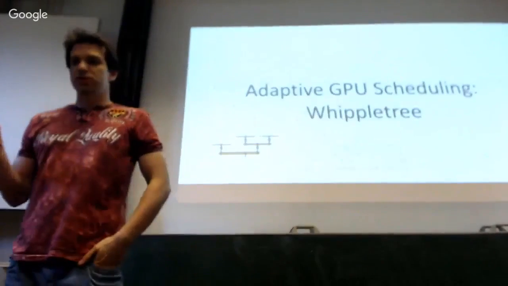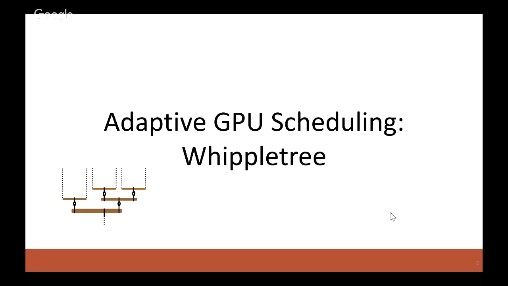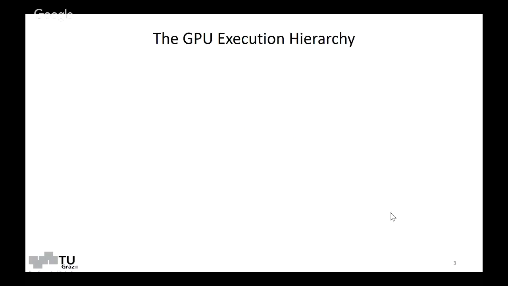Okay, I guess I will just start with the first part. This is a major paper, which is titled Whippletree, and this will deal with how we can go ahead and use the GPU more dynamically. Okay, I guess we'll just start by talking in general about how GPUs work, and then we'll go into more detail on how our approach works.